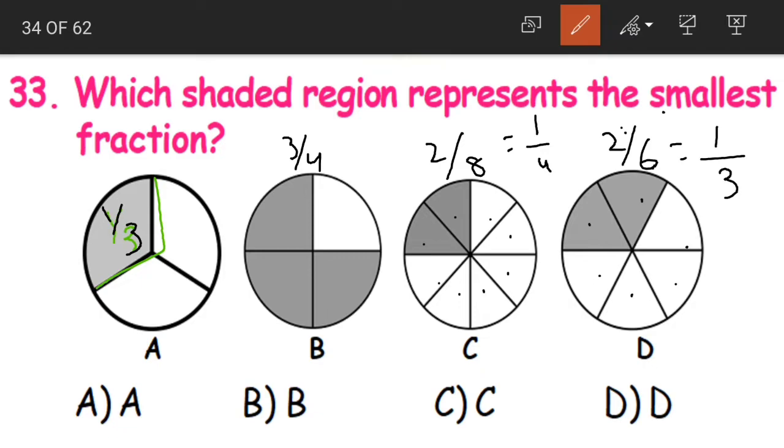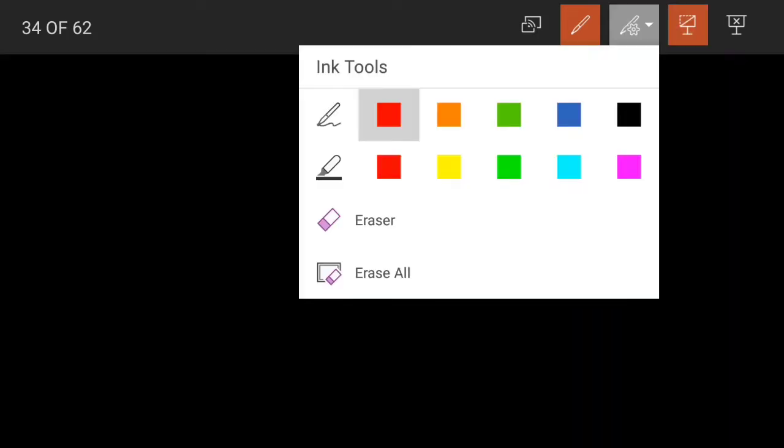Now we want the fraction which represents the smallest shaded region. If you look at the shaded, this is obviously the largest fraction. This is the figure with the largest shaded region. So we'll just exclude this. Now coming to 1/3, 1/4 and 1/3. These are the other 3 fractions we are having.